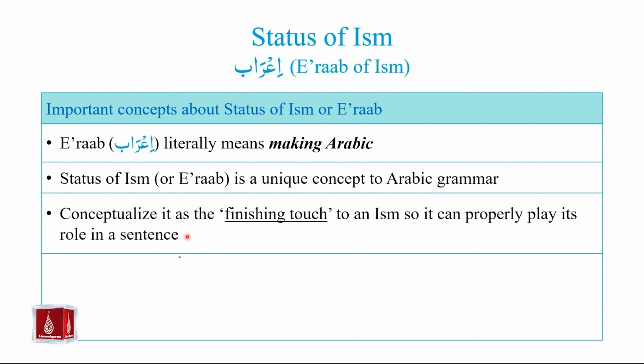We can conceptualize i'rab or the status of an ism as the finishing touch that is given to an ism at its end. So i'rab or the status of an ism represents changes that happen to an ism at its end. And after these finishing touches are applied to an ism, we can then properly understand the role that an ism is playing in a sentence.